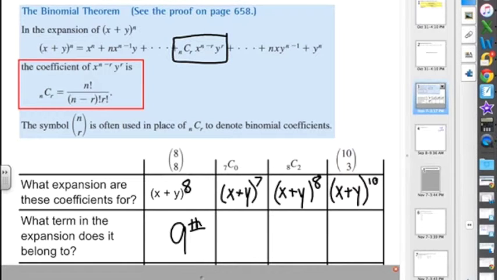7 choose 0 is from your first term. How about 8 choose 2? It's the third term, because you start at 0, then 1, then 2. That's your third term. And then finally, if I have 10 choose 3, that belongs to which term? The fourth term. 0, 1, 2, 3. Fourth term.